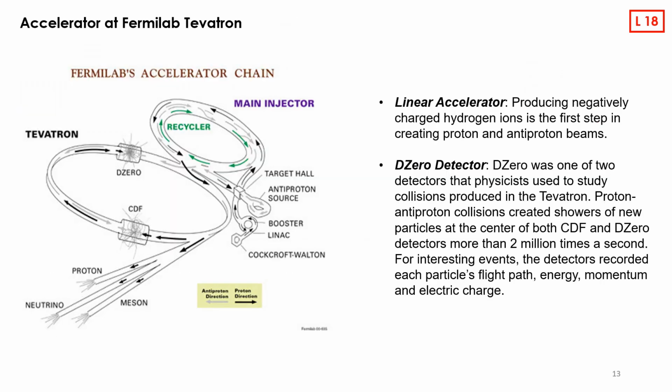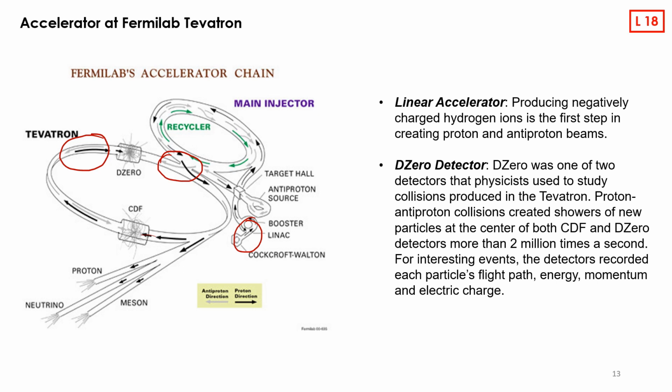The accelerator at Fermilab uses a linear accelerator, LINAC, which is here. It produces negatively charged hydrogen ions, which is the first step in creating proton and antiproton beams. So LINAC is used to produce the hydrogen ions, and this black arrow shows the proton direction. This is the antiproton direction, which is the antiparticle of proton.